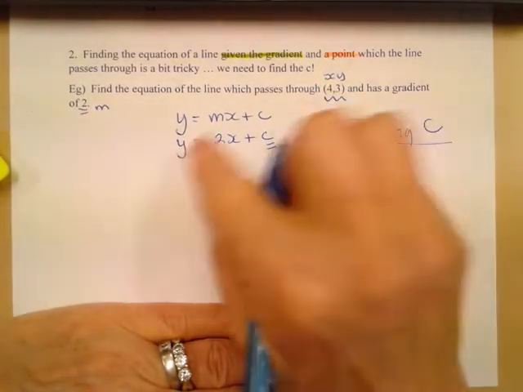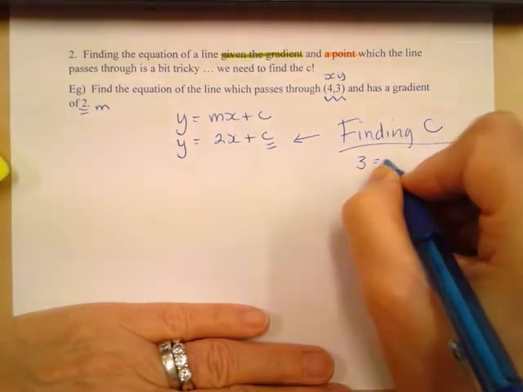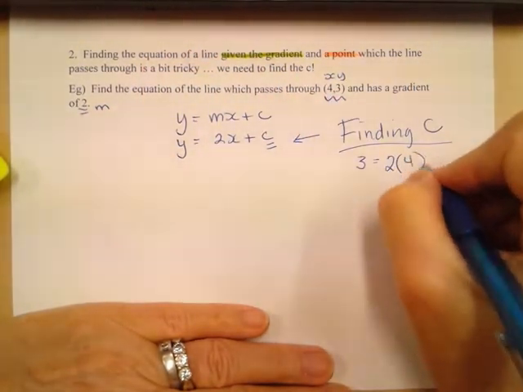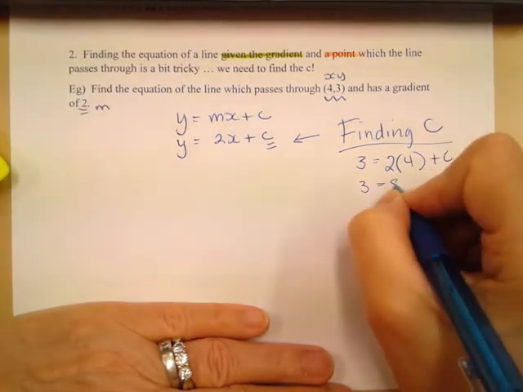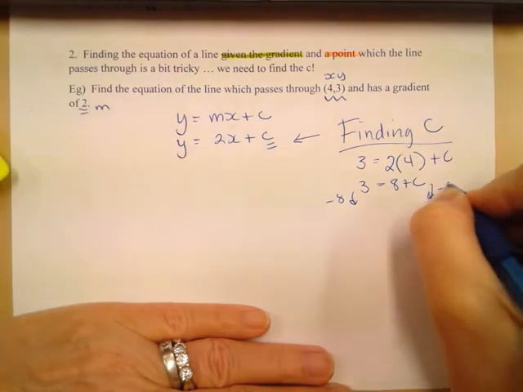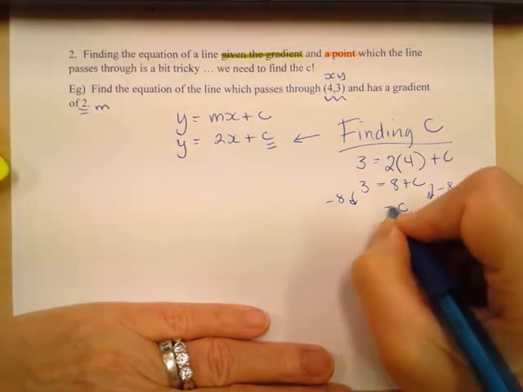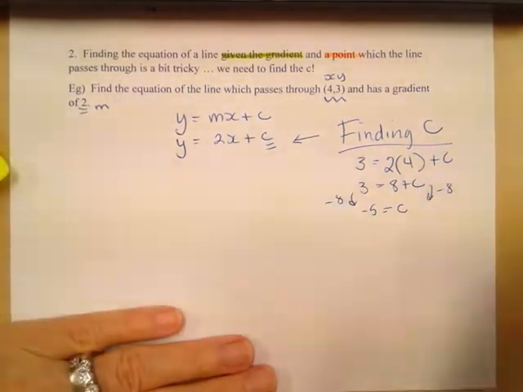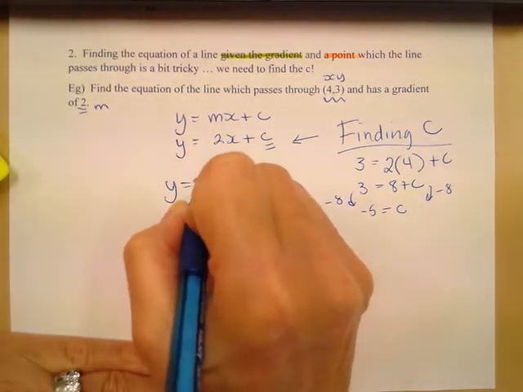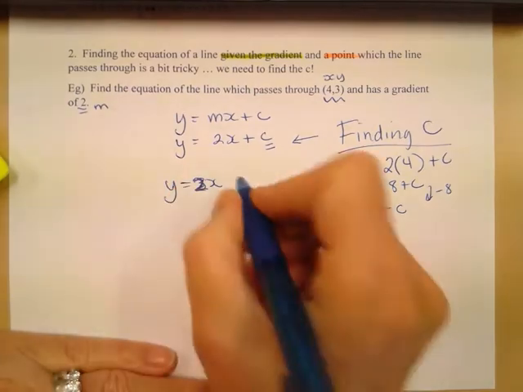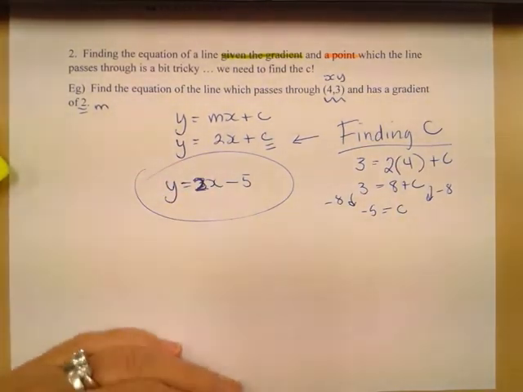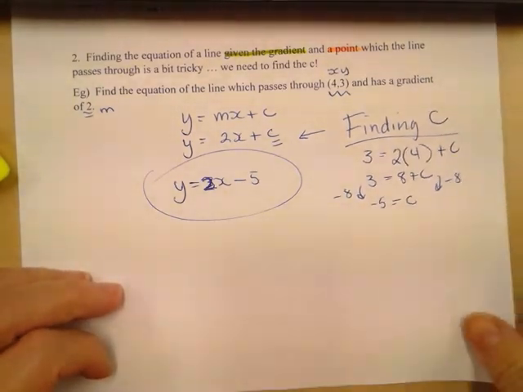So I take the y, put it where the y is. I use my 2, my gradient, my m, and then the x where the x is, and then plus c. So I get 3 equals 8 plus c. And then just algebra, take 8 from both sides. You don't need to show this working. c equals -5. All right, so I go back here and I go, good. Y equals 2x minus 5, because that's what the c is. I'm done. So it's not that hard. It's just this finding c bit that you got to get your head around.